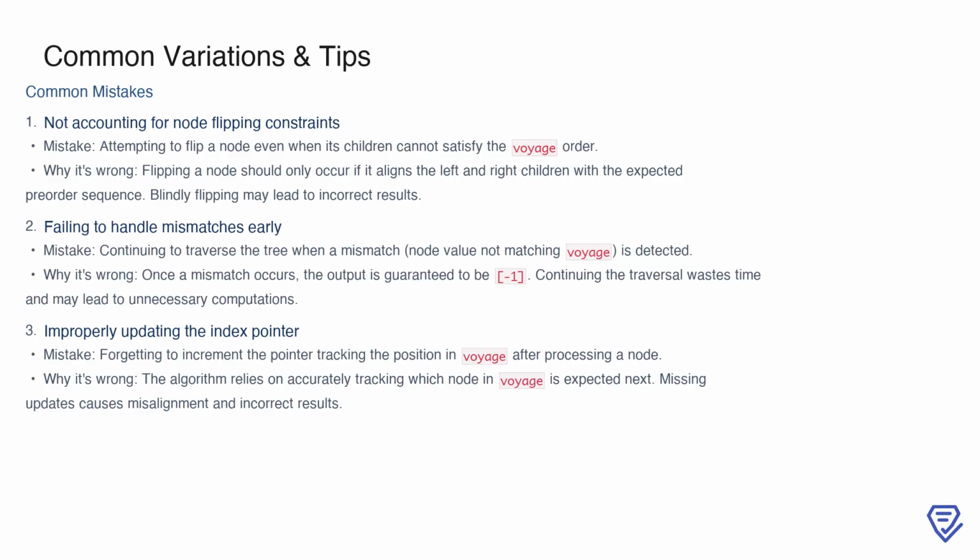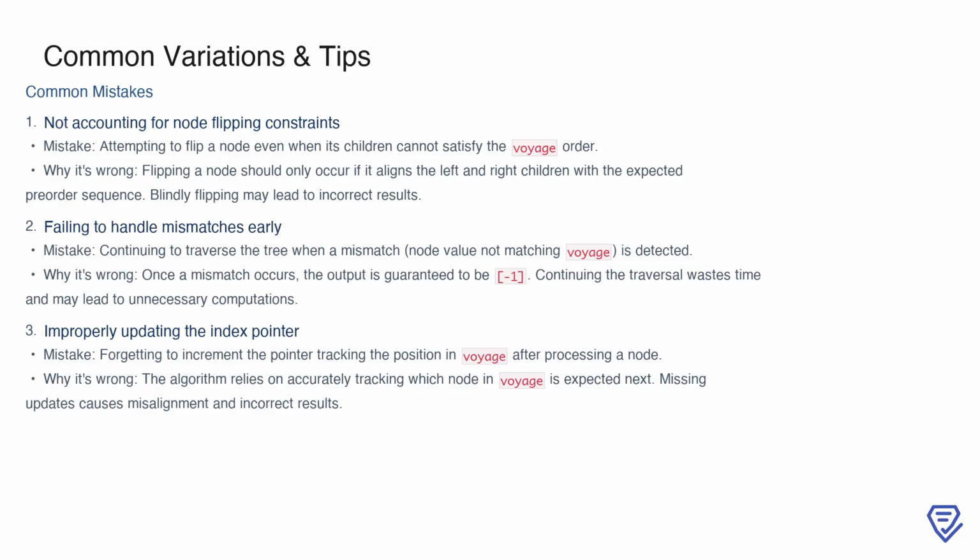For instance, attempting to flip a node without verifying if its children can satisfy the voyage order is a critical error. Flipping should only happen when it helps align the left and right children with the expected sequence, otherwise, it leads to incorrect results. Another frequent mistake is failing to handle mismatches early. If you encounter a node whose value doesn't match the current position in voyage, the output is guaranteed to be -1, so there's no point in continuing. This is why early termination saves both time and unnecessary computations.